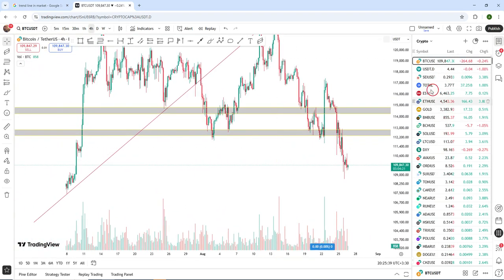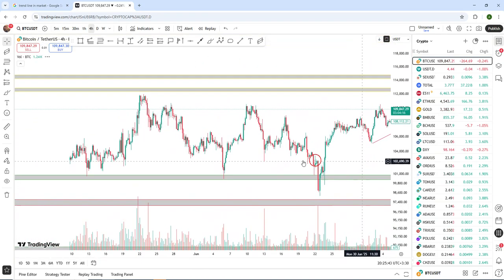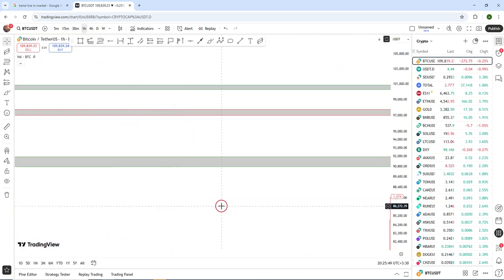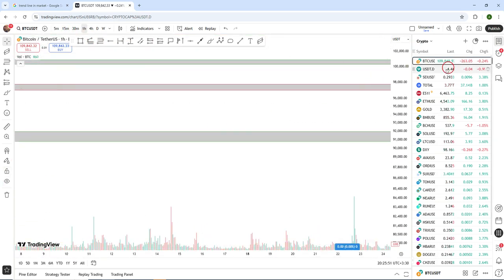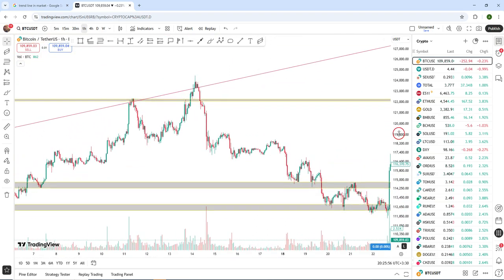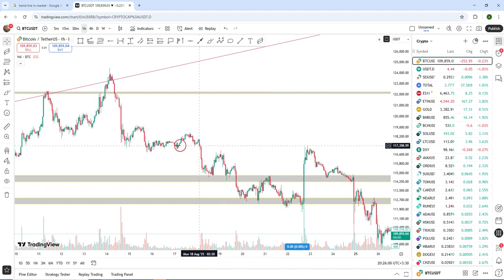We have something like this one. Okay, let me show you a specific area that is so clear and understandable. Okay, as you can see, this is the live chart of the Bitcoin.